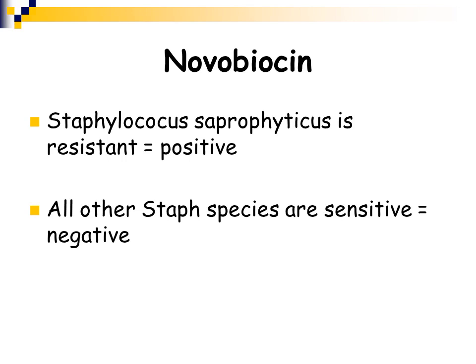Novobiocin is another test that can be done, and it's usually performed to find Staphylococcus saprophyticus. So Staphylococcus saprophyticus is resistant. So Staph saprophyticus is a positive Novobiocin or a resistant reaction, and all of the other Staphylococcus species are sensitive to Novobiocin, which is a negative reaction.